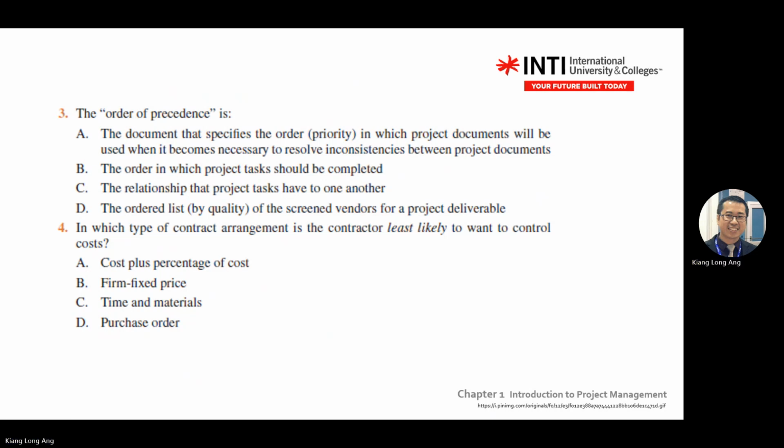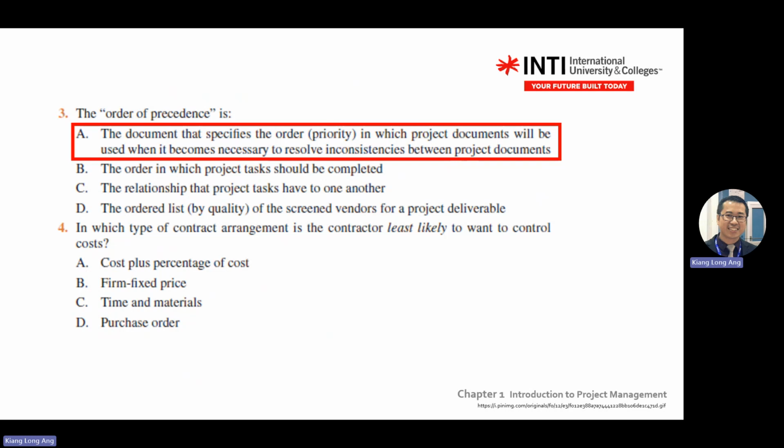So when you see the word precedence, it is something that you need to do first. Important is the word order, priority. Okay, the fourth one, I'm giving you the answer. So this one, because you need to read, so I give you the answer.